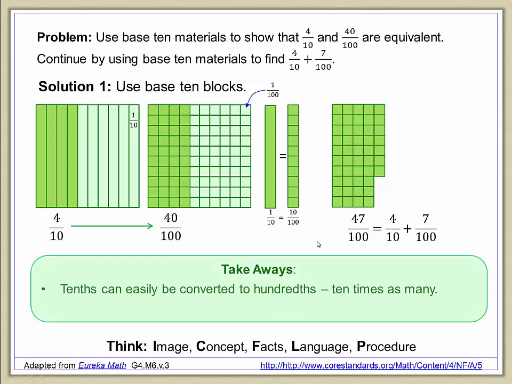So our takeaways are, first of all, that it's easy to convert tenths to hundredths. We just have to multiply by 10, and we'll have 10 times as many hundredths as tenths. And that fractions, in order to add them together, have to have the same units, the same denominator.